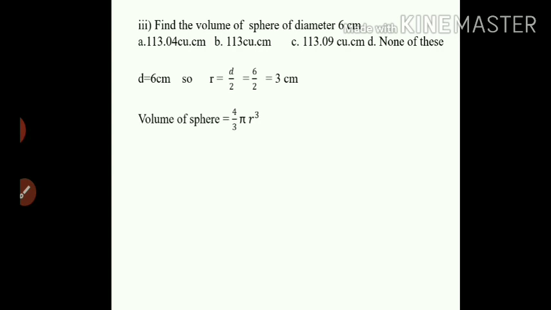So the formula for volume of sphere is 4/3 pi r cube. I will substitute the value 4/3. Now here radius is not a multiple of 7, so pi I will take 3.14, that is 4/3 into 3.14 multiplied by r cube means 3 into 3 into 3. Now I can cancel down 3 and 3. So 4 multiplied by 3.14 multiplied by 3 into 3 will be equal to 113.04 cubic centimeter. That means option A is the correct option.